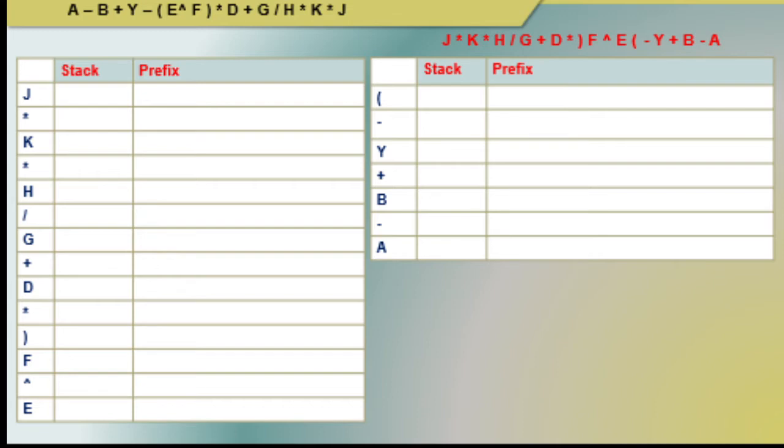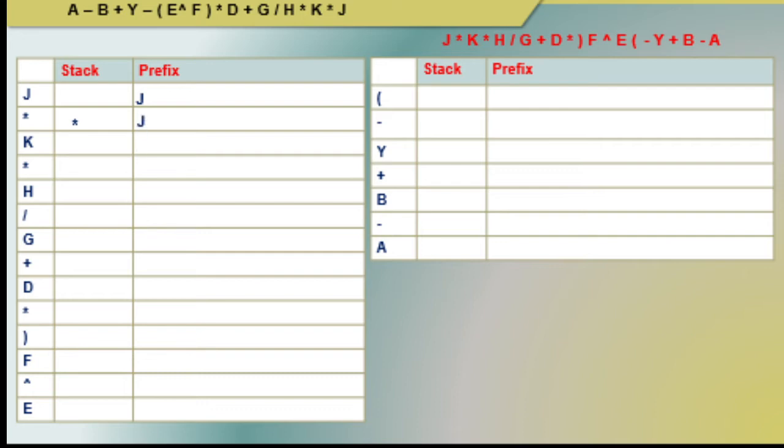Okay, so we start now with operand J. So since it is an operand, we must write it in the output. Our stack is still empty and our output now is J. The next one is a multiplication operator. So we must push it on the stack. So our stack contains multiplication operator now. And our output is still J.